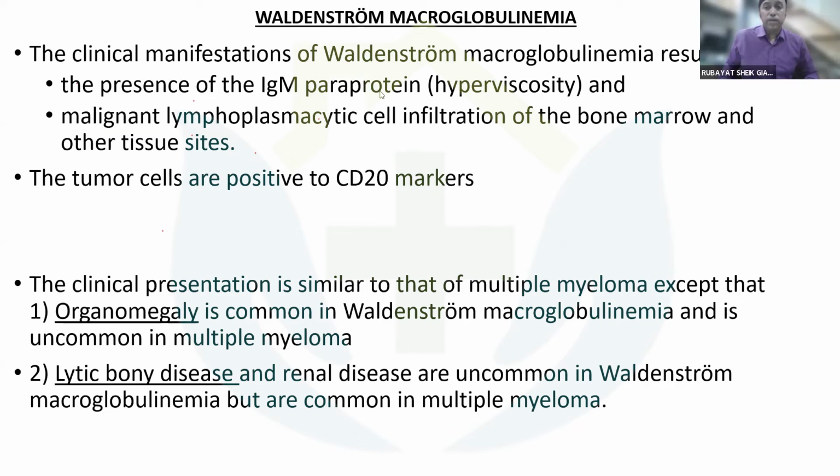The difference from multiple myeloma is that this is a condition where you will have organomegaly. You will have hepatosplenomegaly, you will have lymphadenopathy, but there will be no lytic lesions. So in multiple myeloma, bone involvement, no organomegaly. In Waldenstrom's macroglobulinemia, organomegaly, no bone involvement.